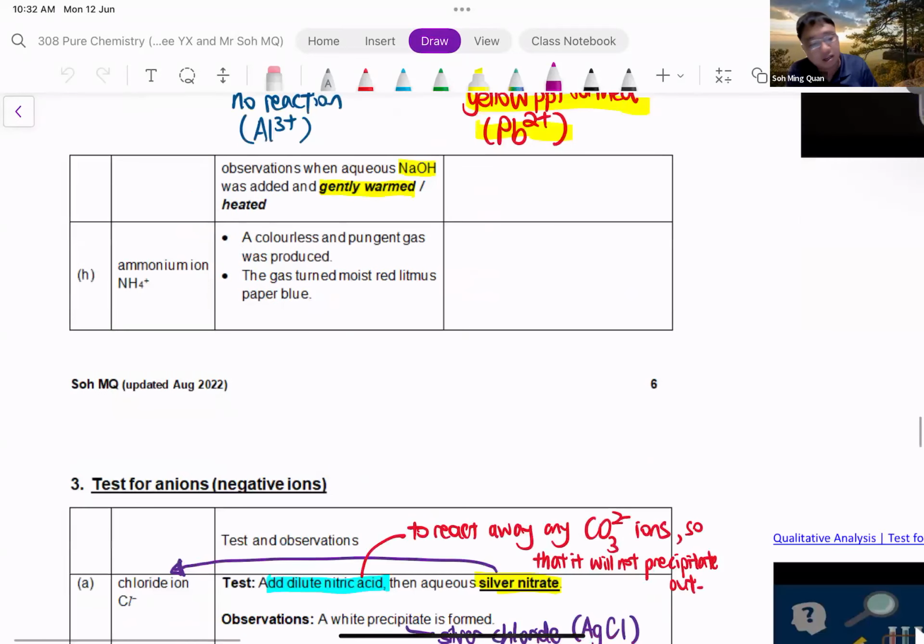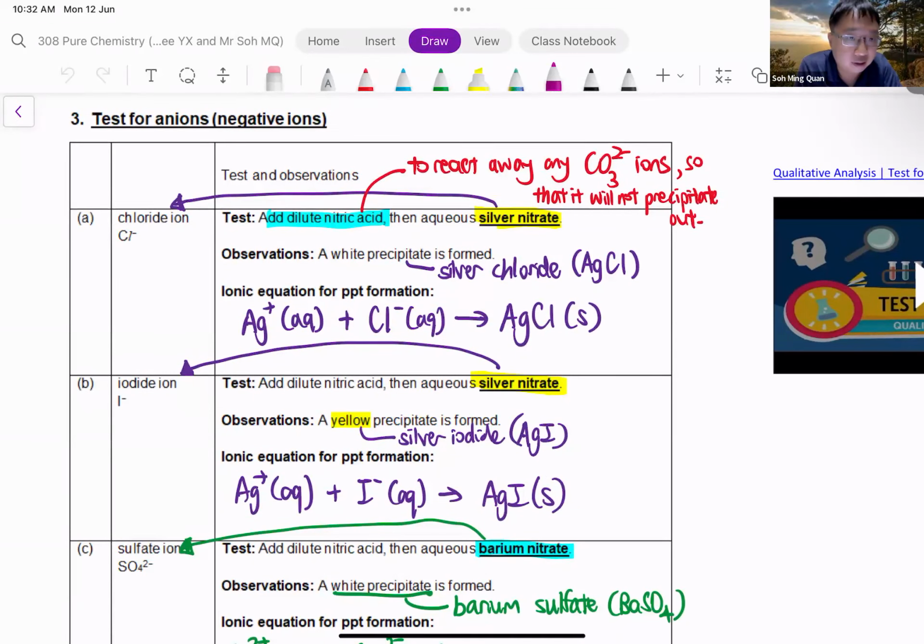Okay. Finally, the test for the anions. Silver nitrate. So you have to first add dilute nitric acid, then aqueous silver nitrate. The purpose of the acidification is to react away any carbonate ions first, because carbonate ions can easily precipitate out. Most carbonates are insoluble, right? So to eliminate and react away any carbonates, we first add acid. Usually we use nitric acid. Okay. So to test for chloride, we use dilute nitric acid, then aqueous silver nitrate.